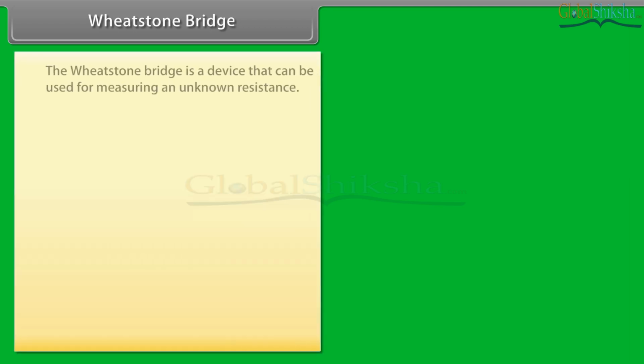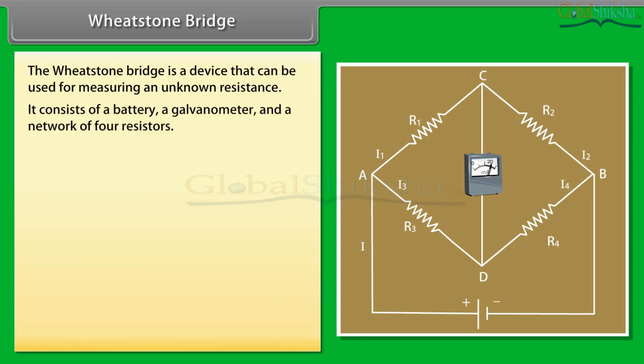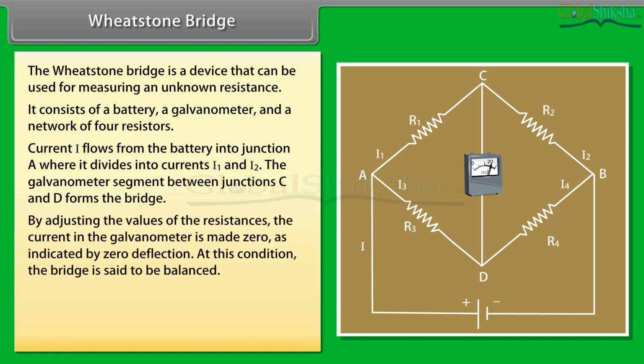Wheatstone Bridge. The Wheatstone Bridge is a device that can be used for measuring an unknown resistance. It consists of a battery, a galvanometer, and a network of 4 resistors. Current I flows from the battery into junction A, where it divides into currents I1 and I2. The galvanometer segment between junctions C and D forms the bridge. By adjusting the values of the resistances, the current in the galvanometer is made 0, as indicated by zero deflection.